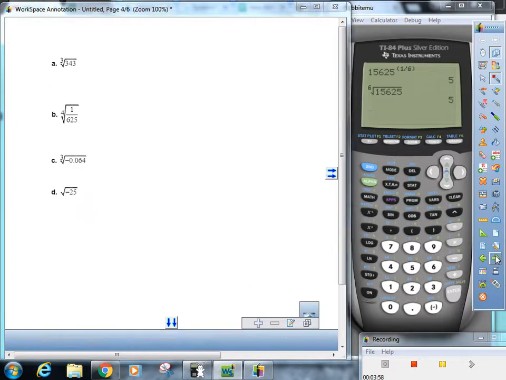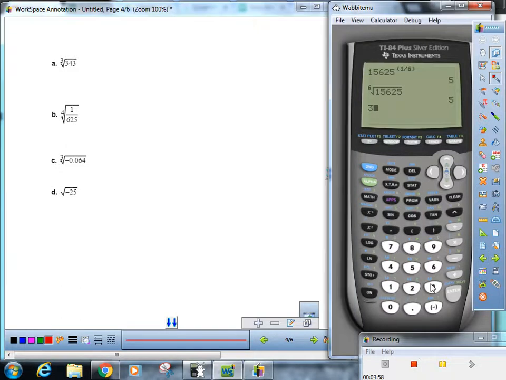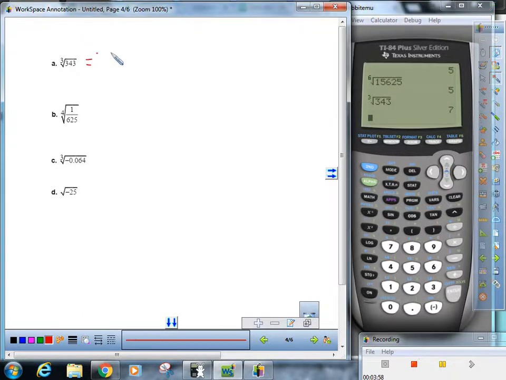All right, let's just do a couple calculator practice problems, 4 of them. So we are going to do 3, math, 5. That gets me to the cube root of 343. We're asking ourselves, what number, when you multiply it by itself 3 times, gives you 343, and the answer is 7. Okay?